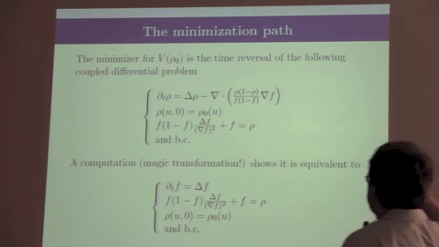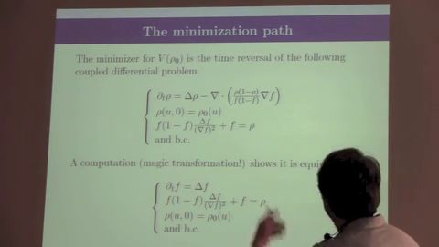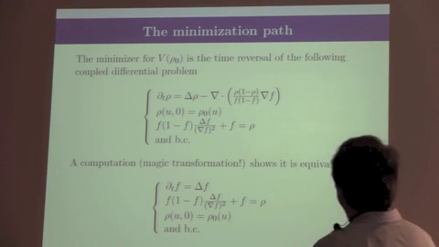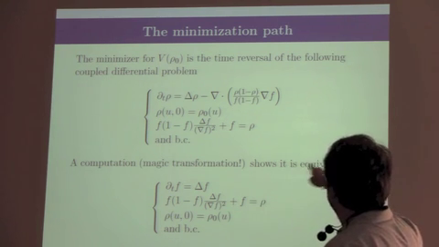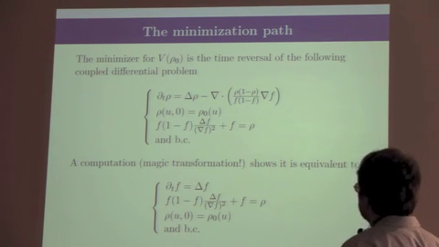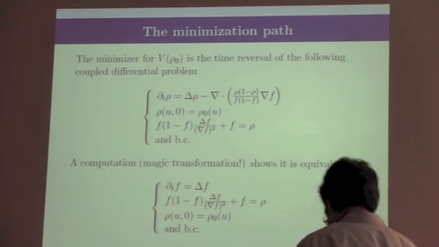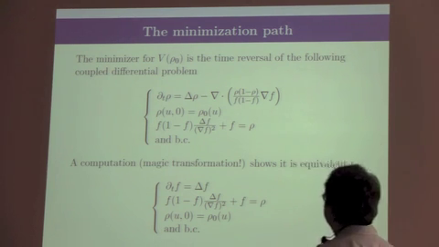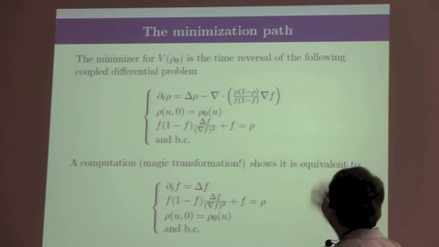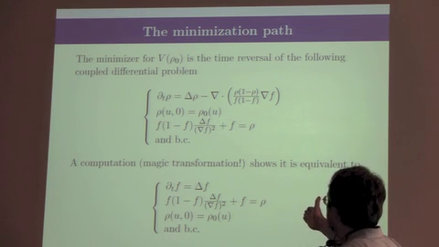That seems quite difficult because you have to solve this partial differential equation for rho, where also f appears, and f is related to rho by this equation here. But if you do some computation, indeed, and sometimes this is called the magic transformation because this seems really very hard to solve, but it happens that this problem here is indeed equivalent to this problem here.